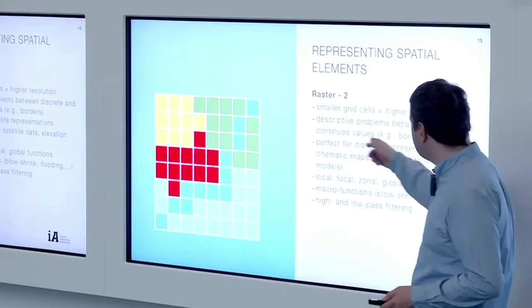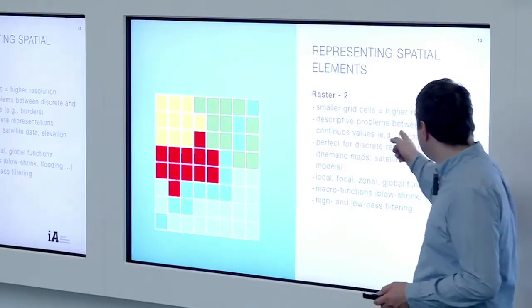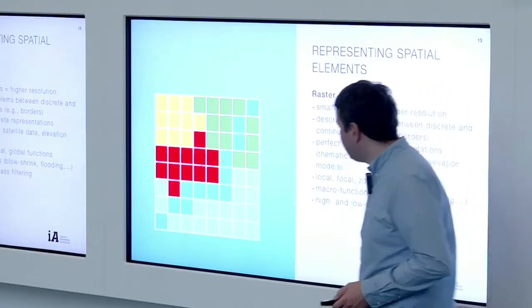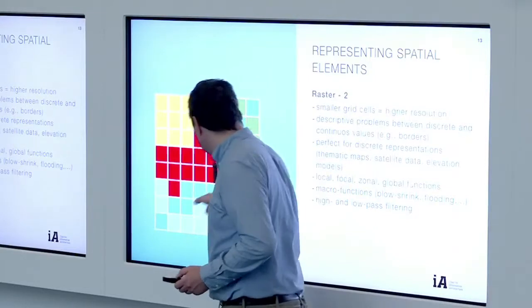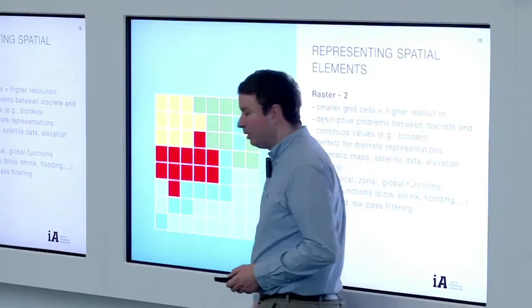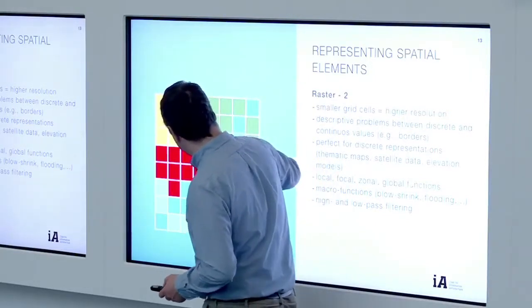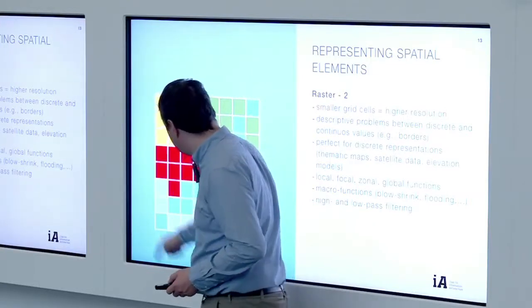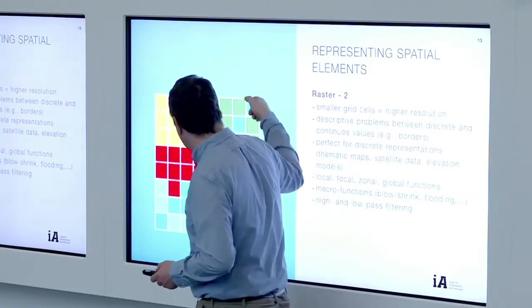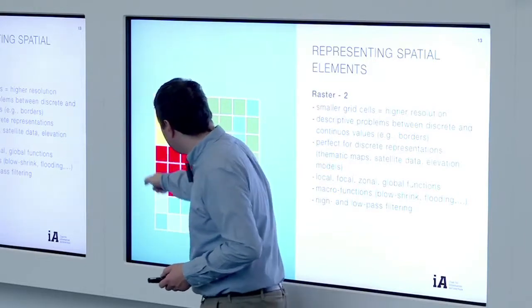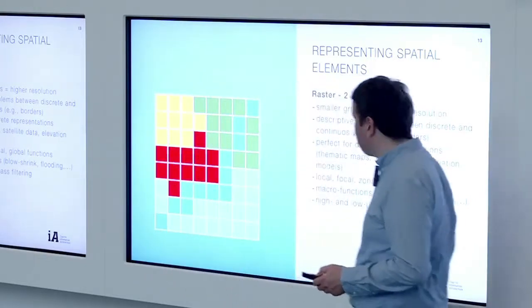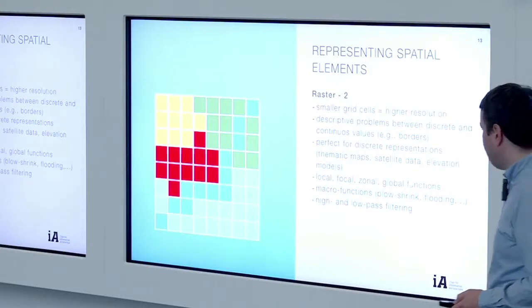But as a drawback, you have a problem between discrete and continuous values. For instance, if this here would represent a road, where's actually the road? The road won't go like this, for instance. Or if this is a certain kind of land use area, how are the borders actually defined? This is problematic. This cannot be done really well.